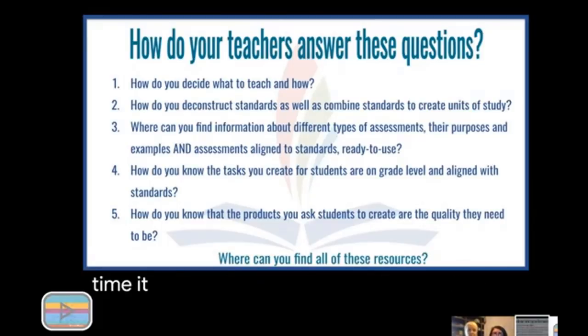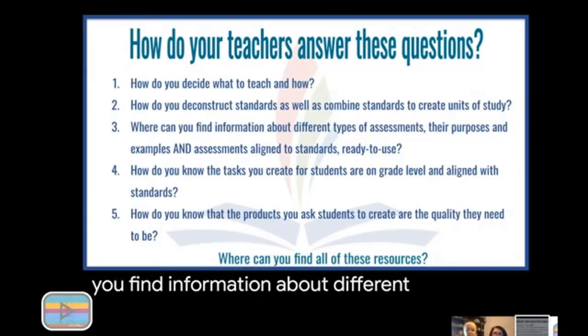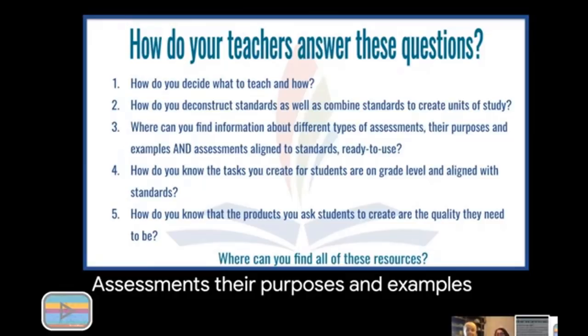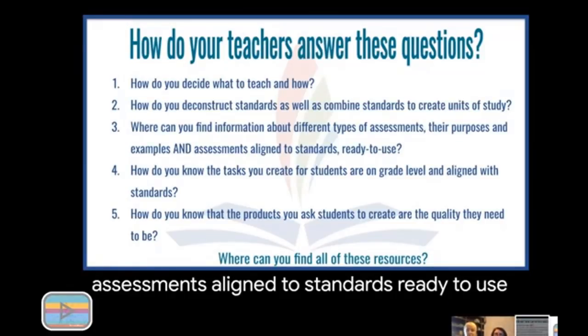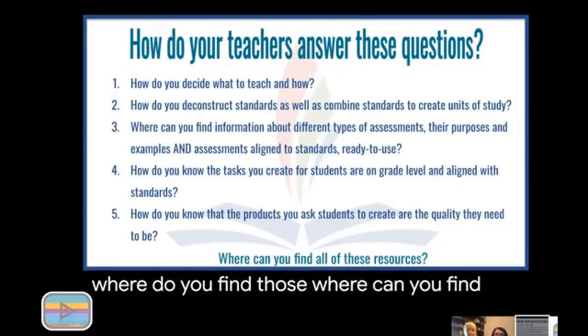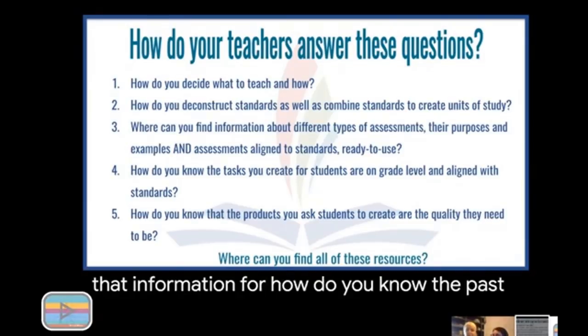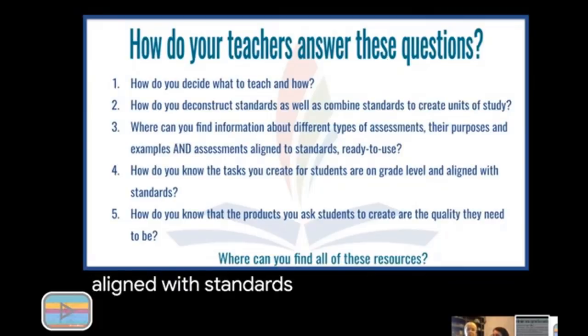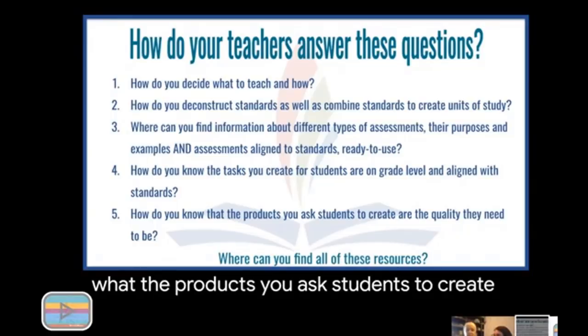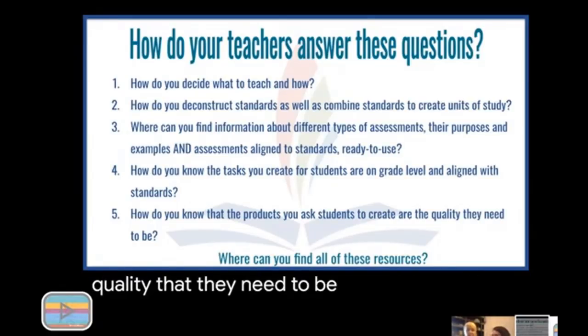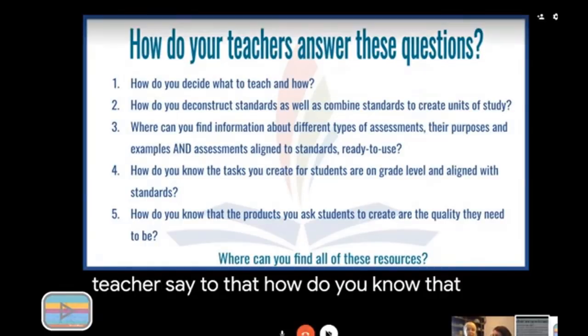It needs more attention. 3rd, what would your teacher say if someone asked, where can you find information about different types of assessments, their purposes and examples, and assessments aligned to standards ready to use? Where can you find that information? 4, how do you know the tasks you create for students are on grade level and aligned with standards? What would your teacher say to that one? 5, how do you know that the products you ask students to create are the quality that they need to be? What would your teacher say to that? How do you know that what you're asking students to do is the quality that it needs to be? And then finally, where can you find all of the resources that should be the answers to these questions? What would your teachers say?